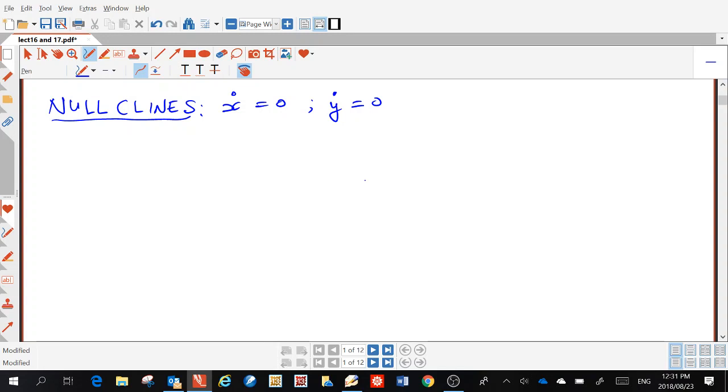So why these are important is because the gradient is actually y dot over x dot. It's like dy/dt over dx/dt, which boils down to dy/dx, which is the gradient. If you're plotting things in x and y, dy/dx is the gradient.